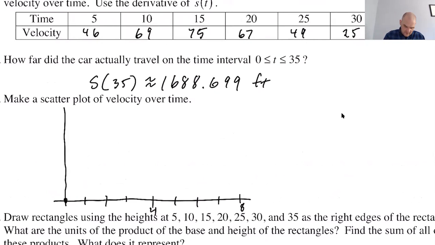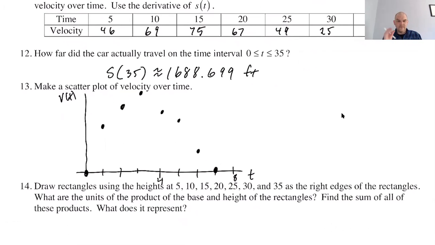So like here, and then 46, and then let's say 69 is here, 75 is even higher, 67 is a little lower than that, 49 is, my scale is atrocious, 25 is going to be way down here, and then back to 0. So this is a bad graph of v of t. So, I mean, what are you going to do? All right.